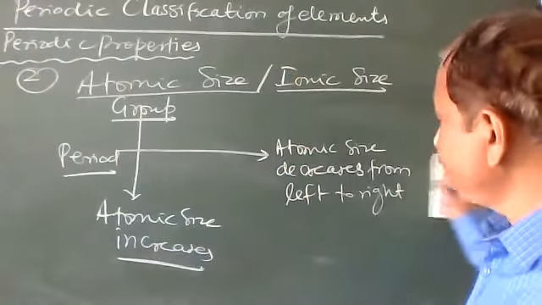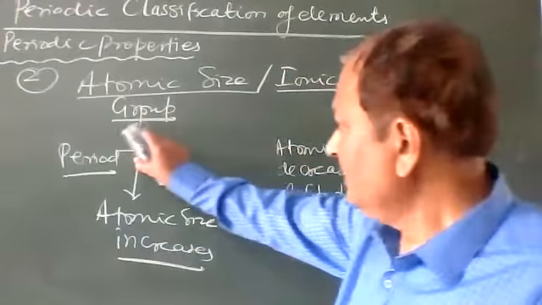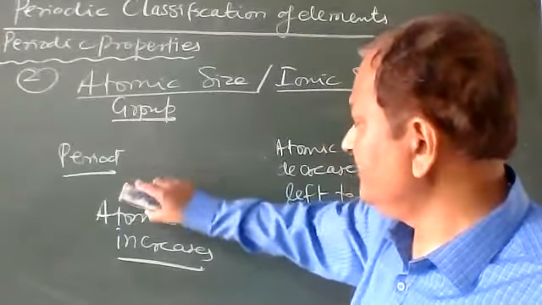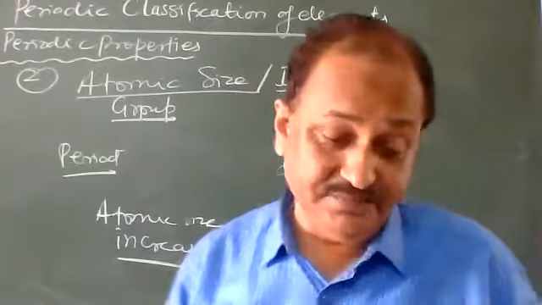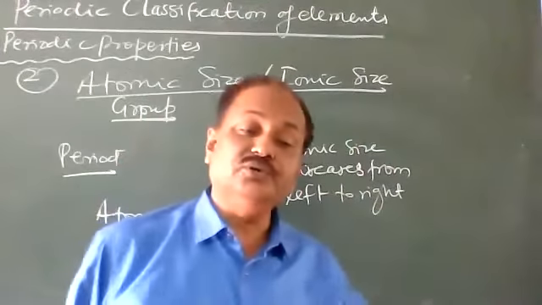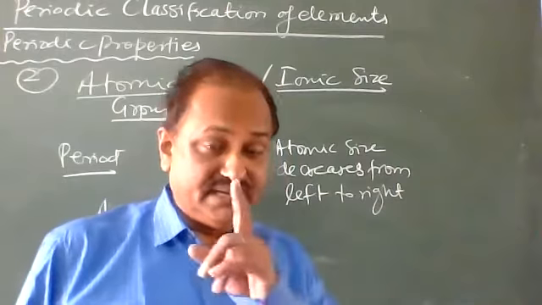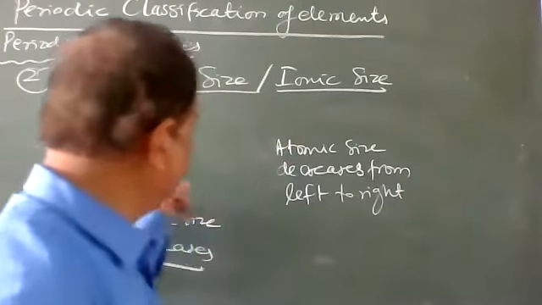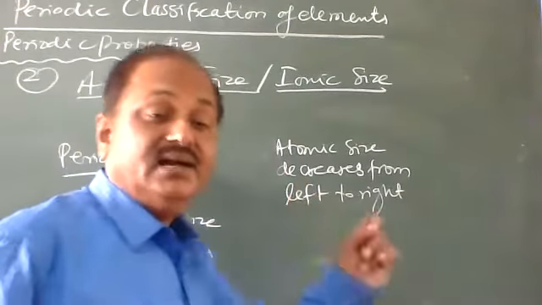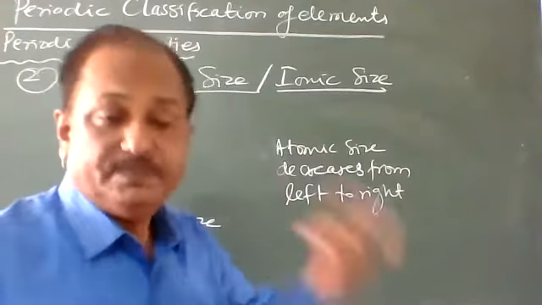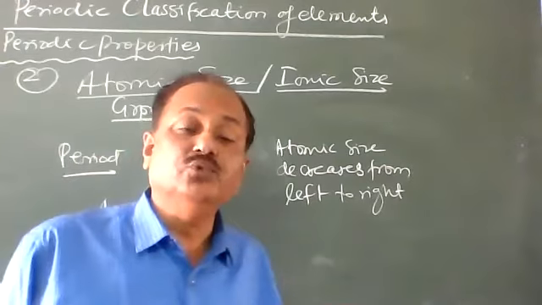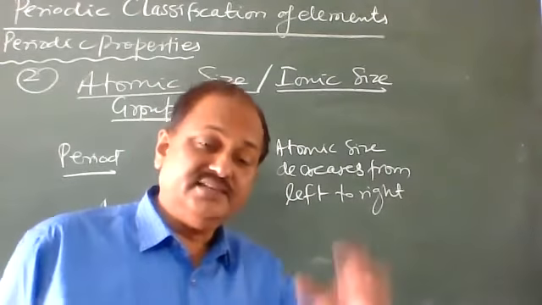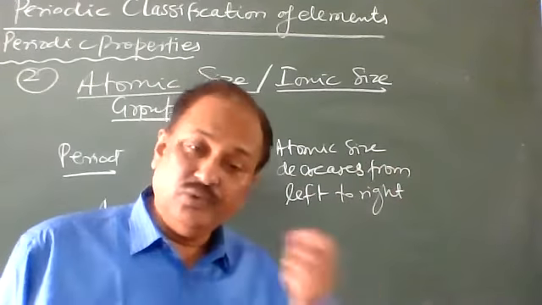On the other hand, in case of a period, the number of electrons is the same, the number of protons is also the same in a particular case, but as we move from left to right, one electron is added, one proton is added. So what happens? Nuclear force becomes more and more stronger, and as a result, electrons are being pulled inside.